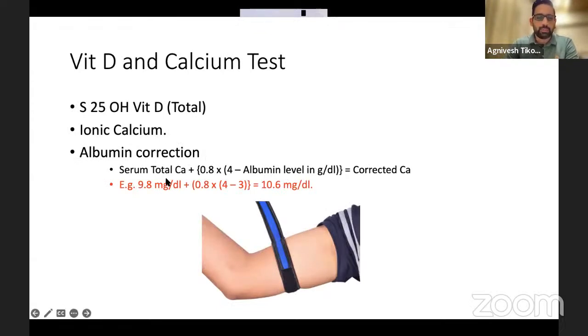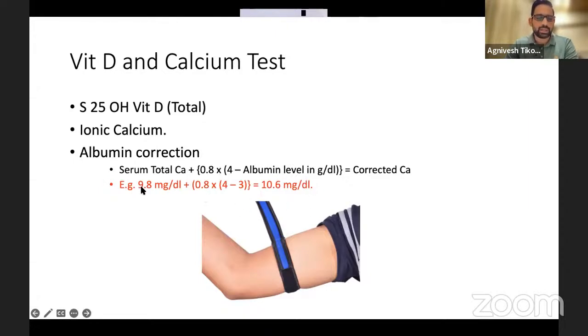So how do you do albumin correction? You should remember this formula. Corrected calcium is the total calcium you get in blood plus 0.8 times the difference of 4 minus the albumin level. It's a bit complex, but once you start doing this calculation, you will get the right value.